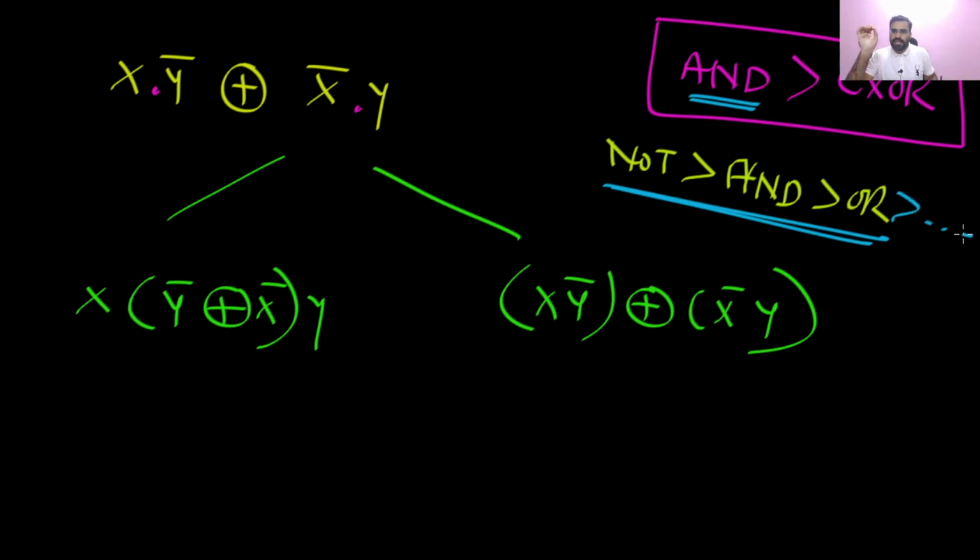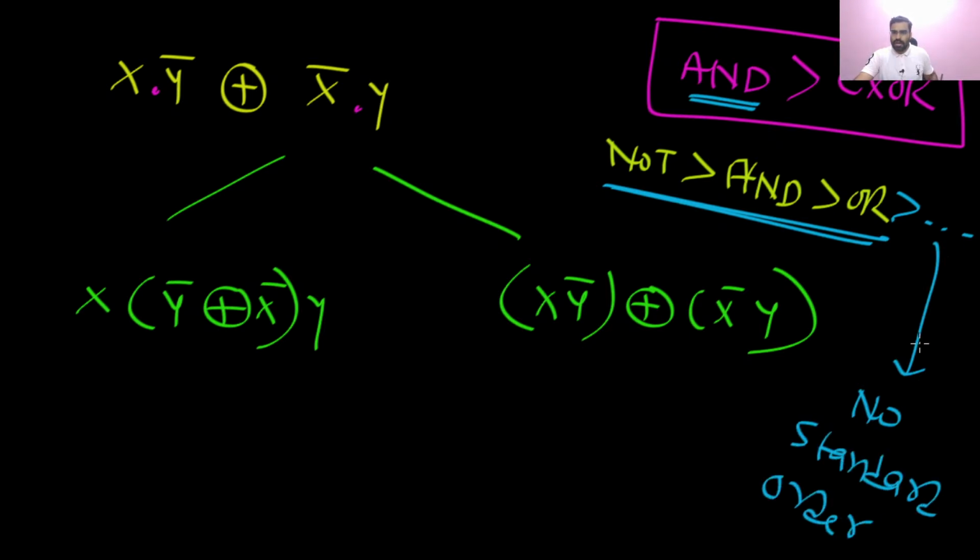All the other operators are like this, but there is no standard order among them. The remaining operators do not have any standard order, but they all have less priority than or. So the most priority is not, then and, then or, and the remaining operations have less priority than or. So I can say this is correct, this is not correct.